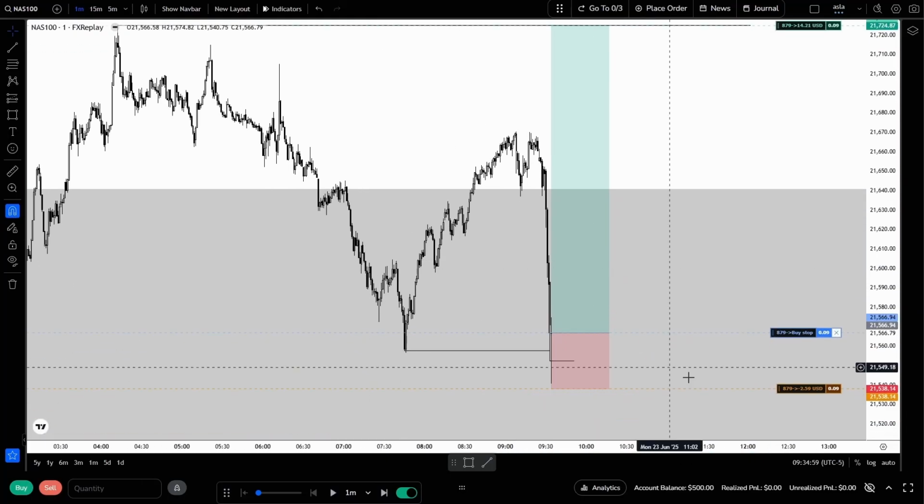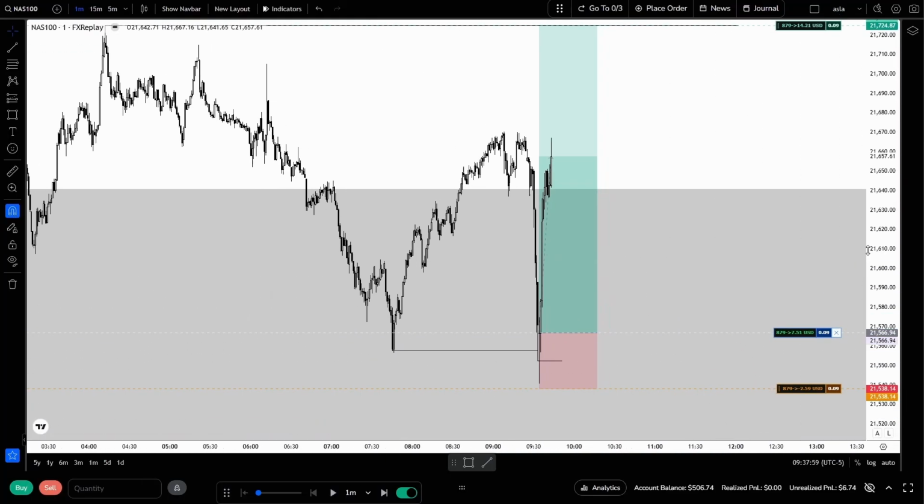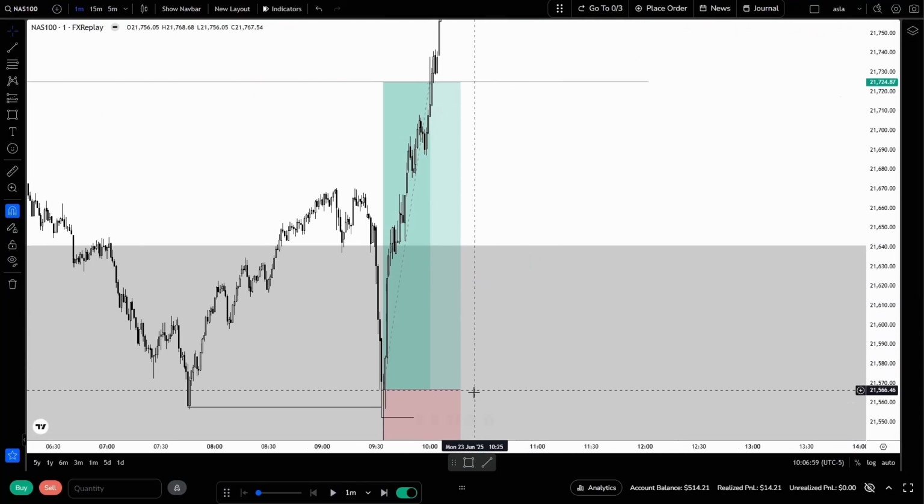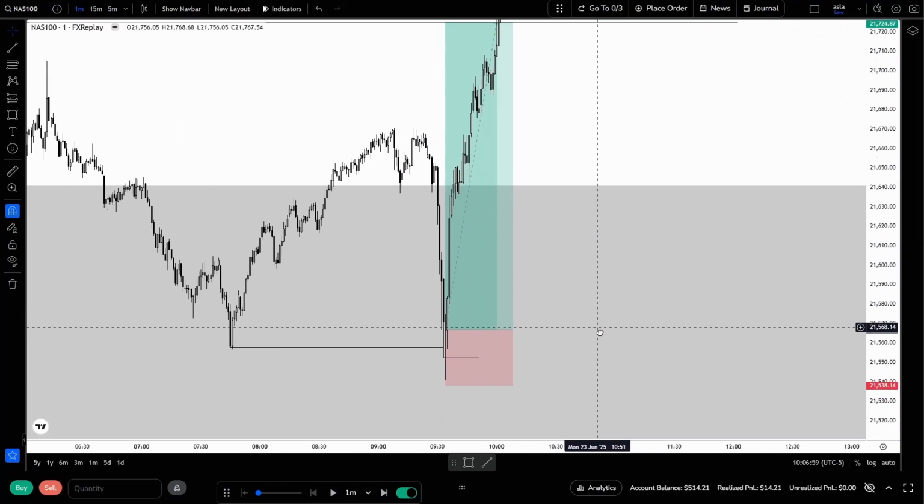And now let's see how this plays out. You can clearly see price moving aggressively straight toward our target, and just like that, it delivers our target perfectly.